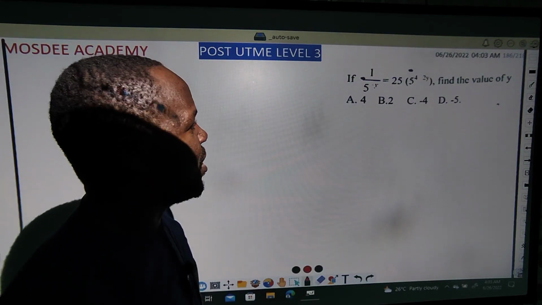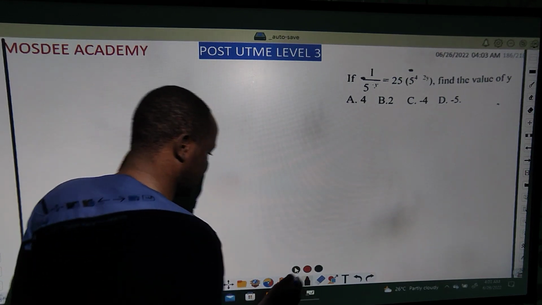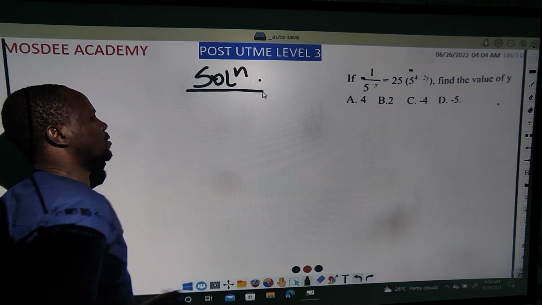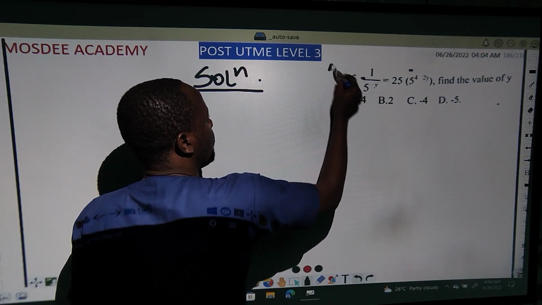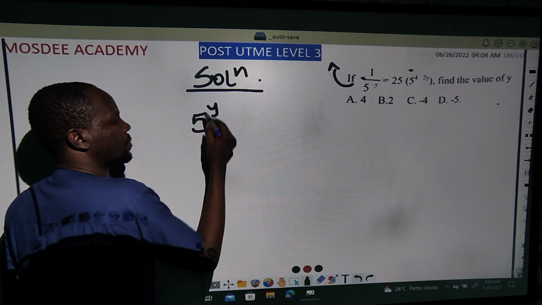Now here we have 1 over 5 raised to power minus y. Am I right? Yes, thank you very much. He said it is minus. So guys, let's do this one. This is a level 2 question. When we flip this up, the negative will be positive, because the power negative will be 5 raised to power y. I hope you are there.